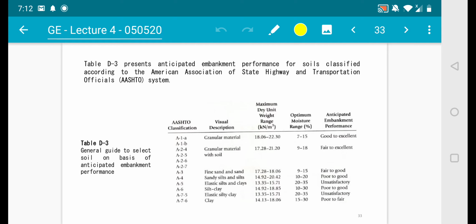Now, table D3 is a general guide to select soil on the basis of anticipated embankment performance. You have your classification here, visual description, and also anticipated embankment performance. So you can choose types of classification with respect to the desired performance for your site. And it gives general maximum dry unit weight values and also the optimum moisture range. So there is a lot of tabulated information for you to choose from for the design of your soil compaction.